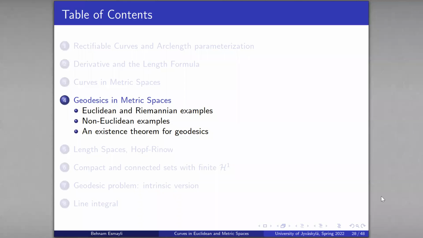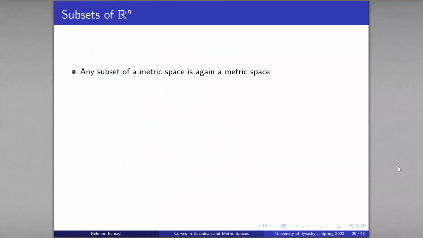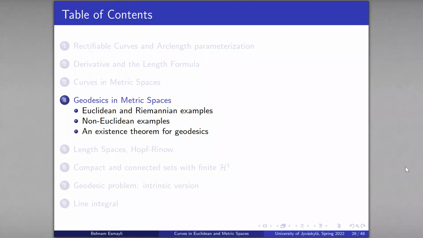Hi, let's continue with more on the theory of curves. And this time we want to give more examples than we used to in the previous videos. There will be three successive videos which focus on the question of shortest curves between points in a metric space. And in this video, we will focus on the Euclidean and Riemannian setting, and in non-Euclidean settings, there will be more interesting phenomena, and that we will cover in the follow-up video.